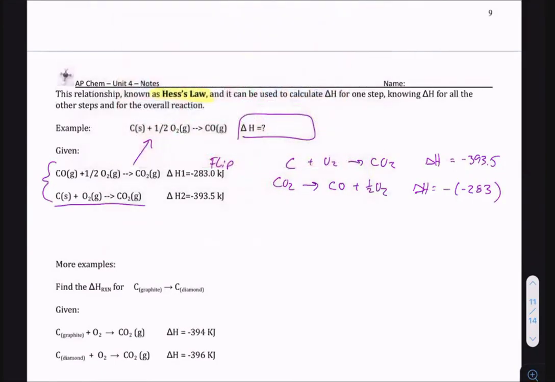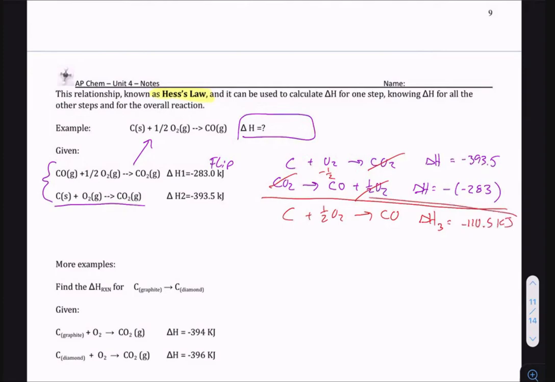Okay, now let's see what cancels. CO2 on the reactant side and CO2 on the product side cancel each other out. What else cancels? Half O2 is subtracted from both sides. So the result is carbon plus half O2 forms carbon monoxide. We have algebraically formed the third equation, the equation they're asking for. And once we see that this works, now we can simply take the sum of the individual delta H's and add them up. All right, so negative 393.5 minus a negative 283. And that's how we do Hess's Law.